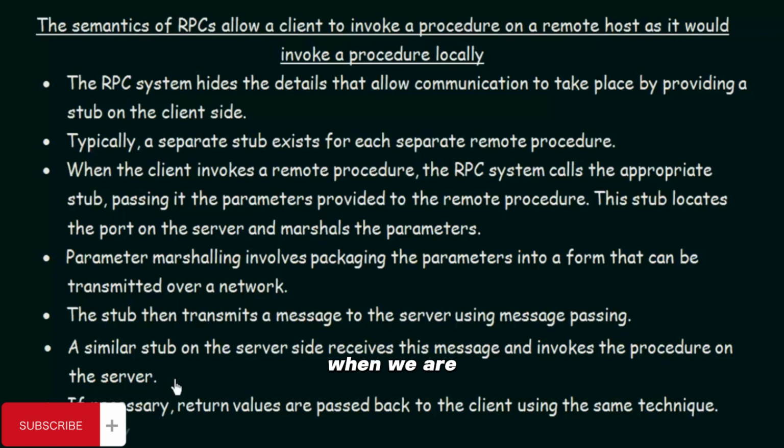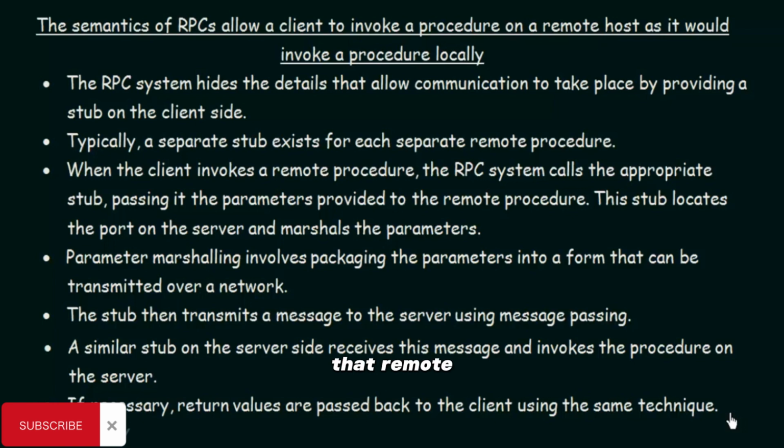So what will be the last step when we are executing a function in a program? What is the last step after the function is executed? The result has to be returned to the place where the function was called. So if necessary, return values are sent back to the client using the same technique. Similarly, in this RPC, after the function is executed, that means after the service has been executed, if there are any return values, they have to be passed back to the place from where the service was called. And from where was it called? It was called from the client side. So those return values have to be passed back to the client. And how is it passed back? It is passed back by using the same message passing technique. So this is how basically a remote procedure call works.